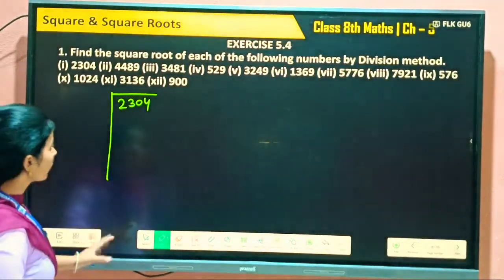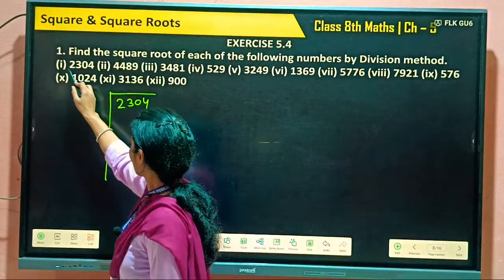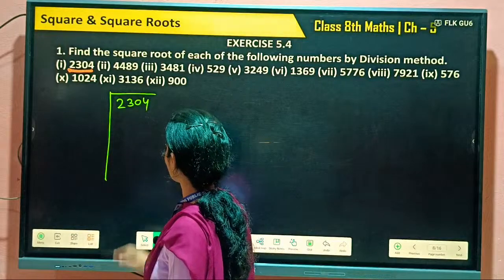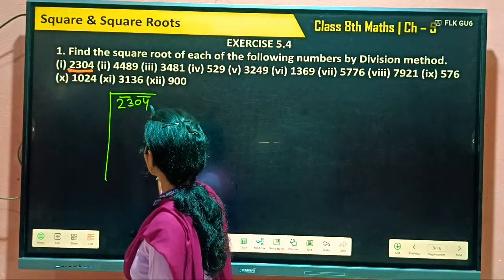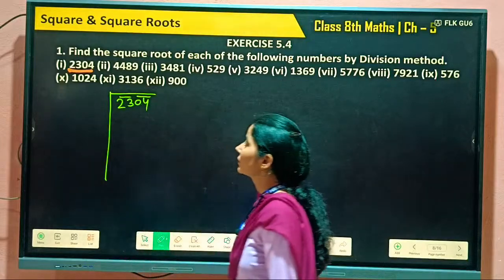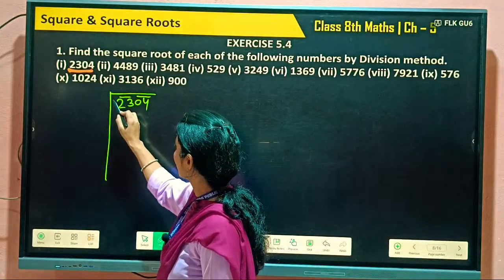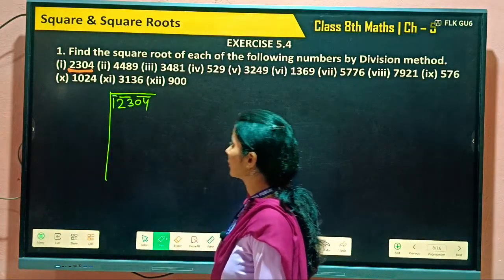Again, I want to remind you what the division method was. If any number is given, then we find its square root with the division method. The first step is to pair the given digits. We have to start pairing from the rightmost, one pair and then a second pair. And if one digit is left alone, then you will keep the bar on that digit alone.